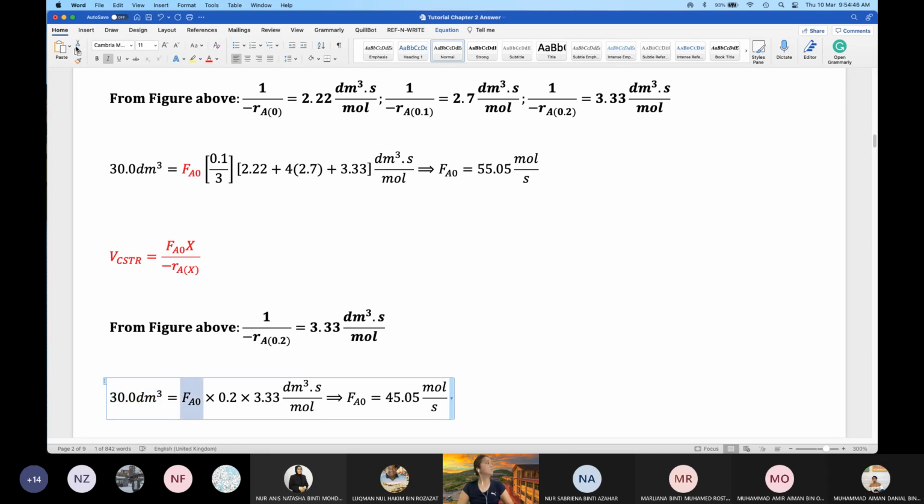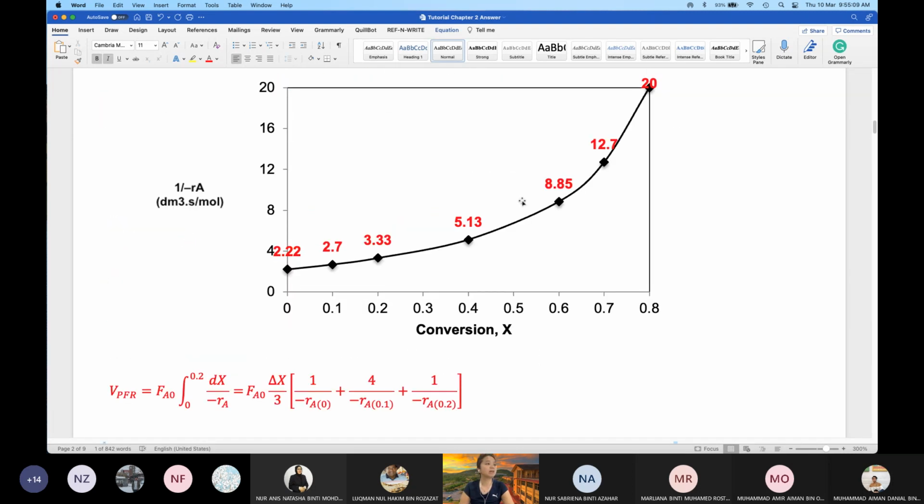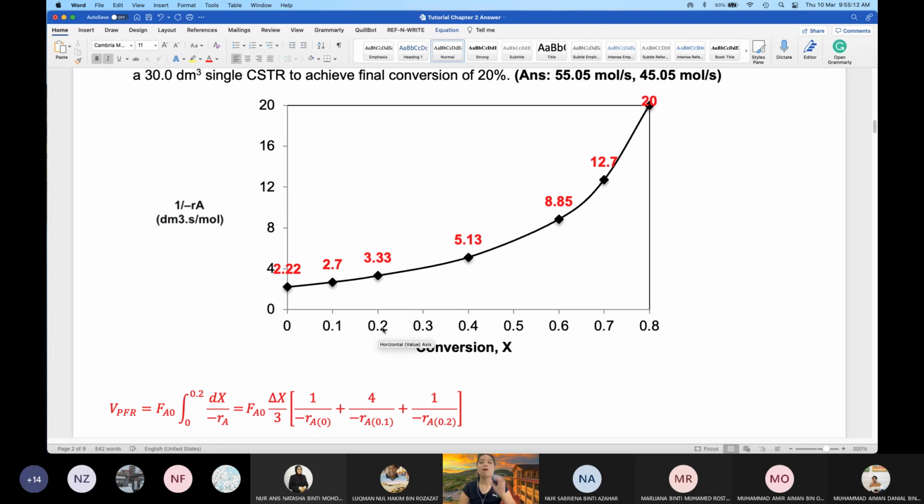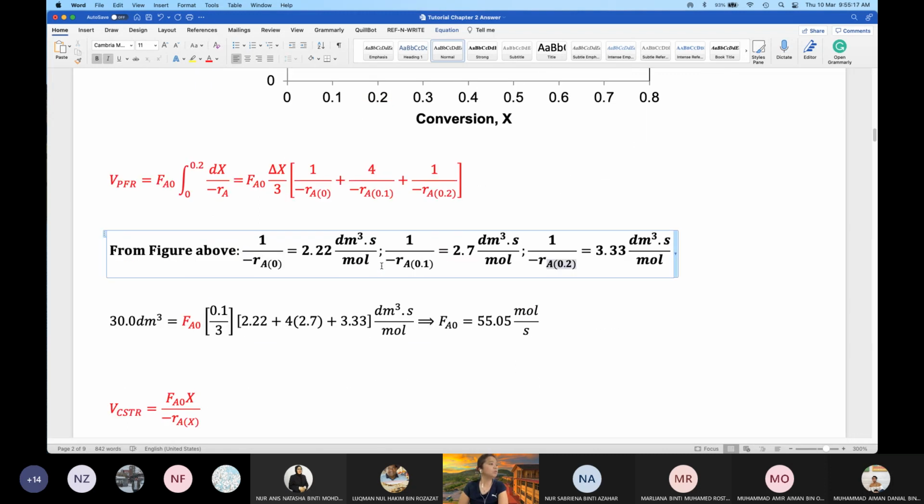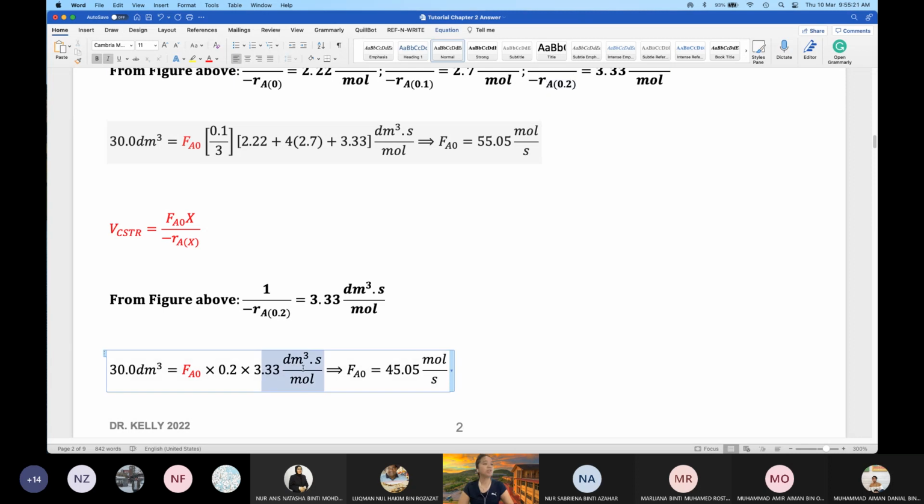FA0 I want to find. So again, FA0 is what we want to find. So means the rest tu kita kena tahu dah nilai dia. So next X, the desired conversion was 0.2 kan. The final conversion dia nak adalah 20%, 0.2. So X is 0.2. Then the minus RA adalah apabila X saya 0.2. So when my X is 0.2, if you see from the curve, 1 per minus RA is 3.33. So what you do, you straight away multiply with 3.33 sebab dia adalah 1 per minus RA apabila X saya 0.2, which is 3.33.